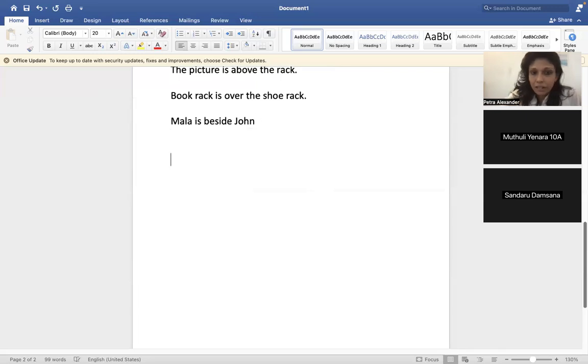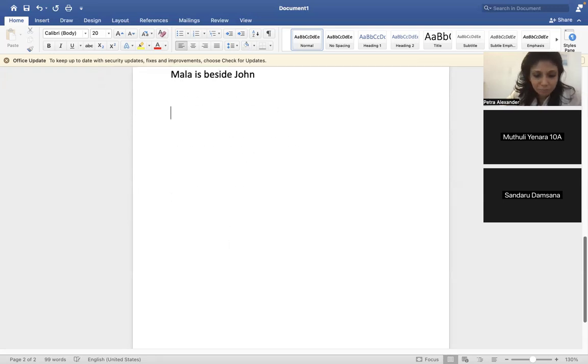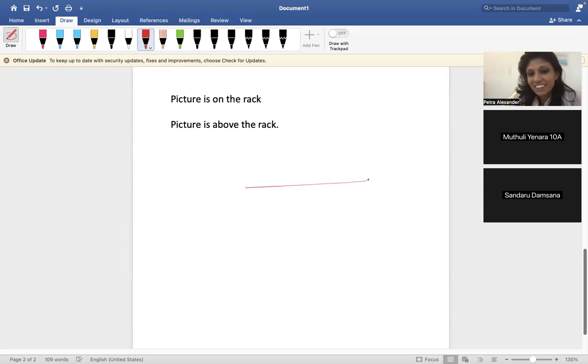Now, especially special ones are above. The picture is above the rack. Can we say picture is on the rack? What's the difference between picture is on the rack and picture is above the rack? What's the difference between these two? Picture is on the rack. Rack එක උඩ පින්තූර. Yes, picture.